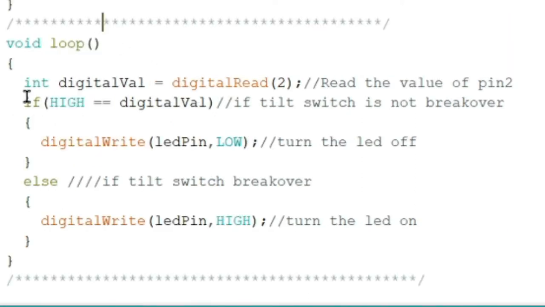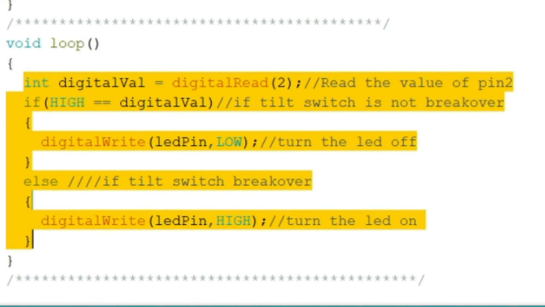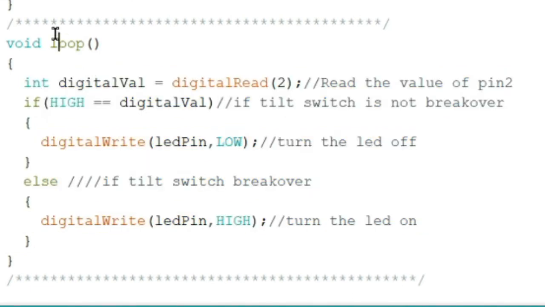For our void loop, we run this code again and again. Since it's a loop, int digitalVal reads the digital value of pin number 2. If HIGH is equal to digitalVal, we can also interchange this: if digitalVal is equal to HIGH, the tilt switch is not broken over, digitalWrite LOW, turn the LED off. Else, digitalWrite ledPin HIGH.